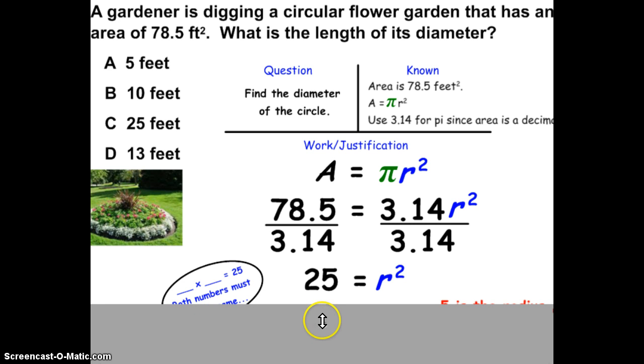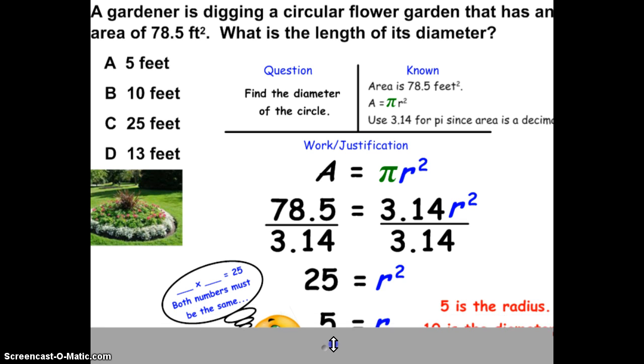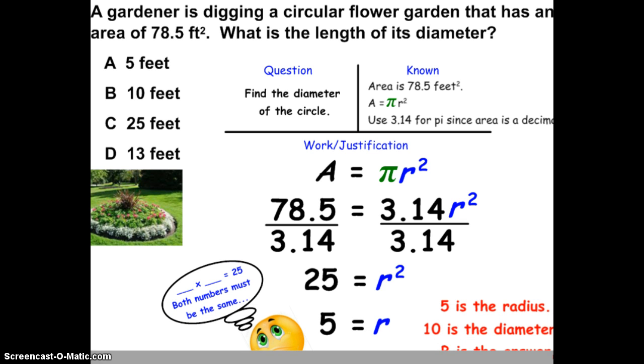25 is equal to the r squared. So I have to ask myself, what number times itself is 25? That number is 5, because 5 times 5 is 25. I have not answered my question yet. My question, when I go back to the box, asks me for the diameter. If the radius is 5, then that means the diameter is 10.